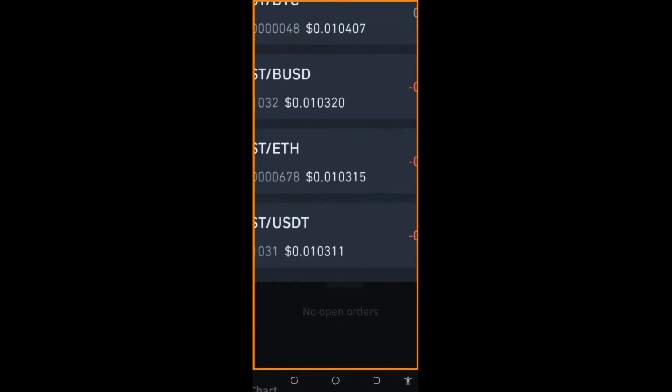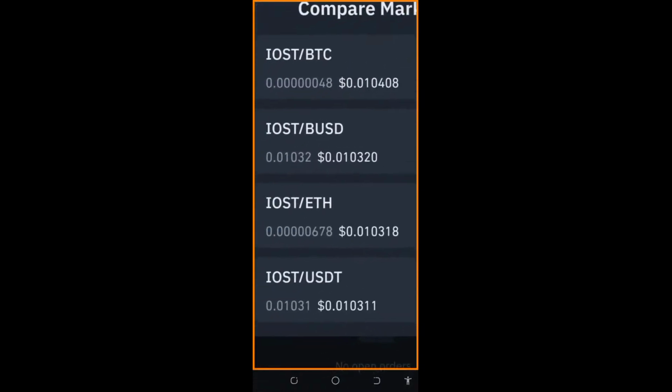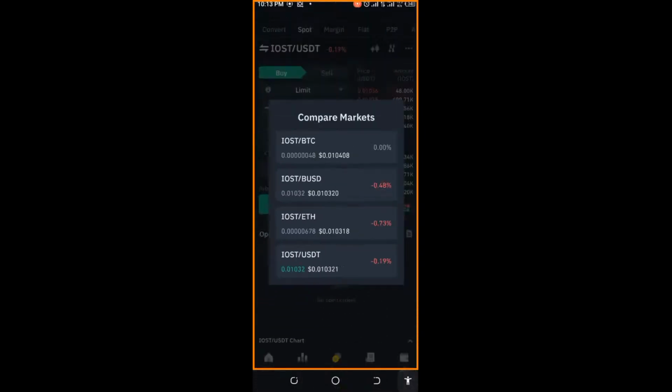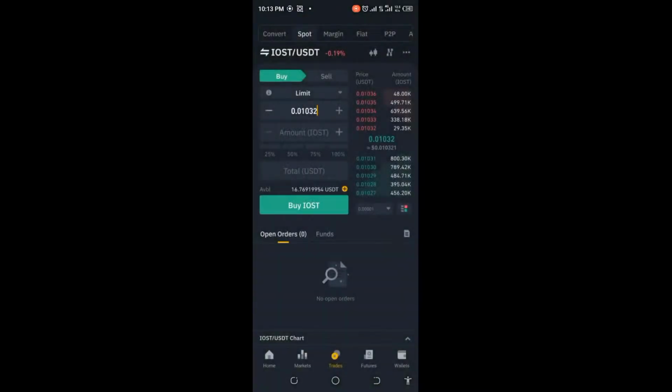Okay, so let's see if there is an opportunity here. Well, we can see that this is IOST, and I can see that the lowest here should be IOST USDT, while the highest here is IOST BTC. Let's go ahead and simulate that very quickly. Let's hope that we won't lose out on this.